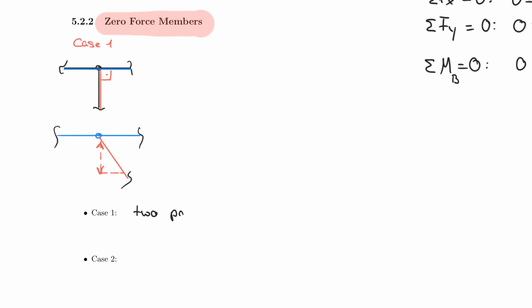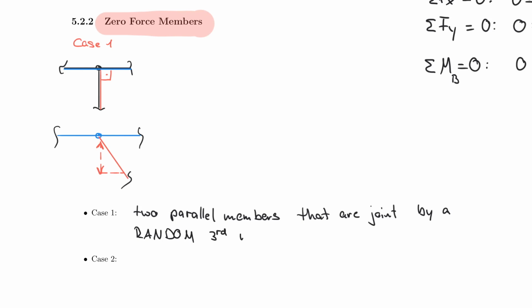2 parallel members that are joined by a random third member. If that happens, the random third member must be 0.